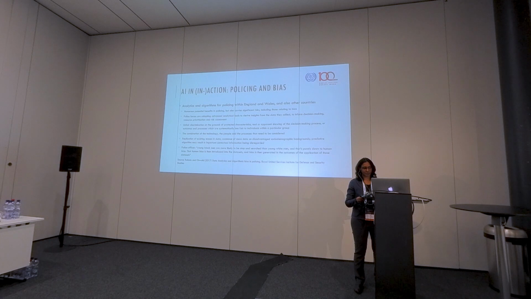The second example I want to give is that of policing and bias. I think this is a very well-known example, and it's been talked about quite a bit within AI and algorithmic bias. What's very interesting is this case was documented by the Royal United Services Institute for Defence and Security Studies, saying that there's a very clear need for us to look at the algorithmic bias that exists even within the artificial intelligence that we talk about.